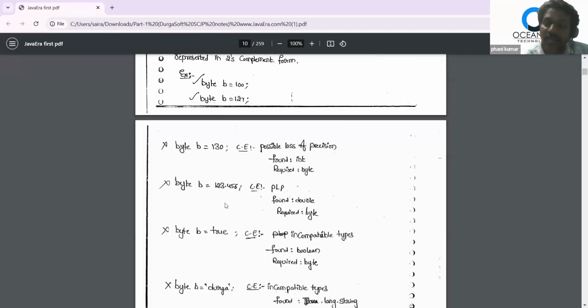As a programmer, as a developer, I am declaring the variables, I am declaring the data types, I am assigning the values.